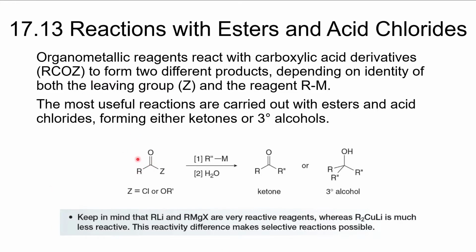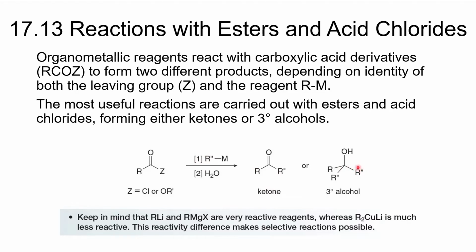So if we use an acid chloride or an ester, then we can get our organometallic reagent to come in and react with that to give us either a ketone or a tertiary alcohol. Now, if it gives a ketone, what that means is that we're going to do a nucleophilic substitution on this, and we'll get the ketone. If we get the alcohol, this tertiary alcohol, what that means is that we're coming in and doing the nucleophilic substitution to get the ketone, and then that reacts with another equivalent to give us the alcohol. So we want to look at both of those possibilities.